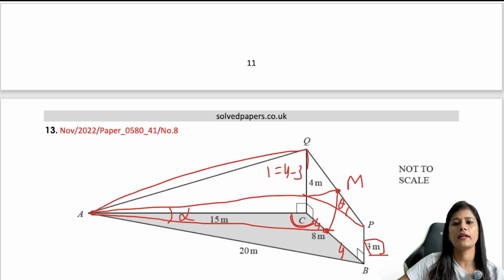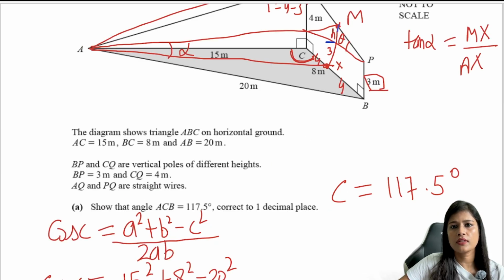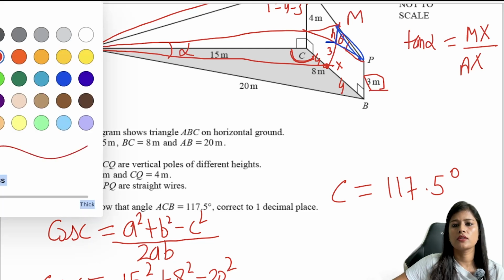And I need to find out this angle alpha. So basically I can find out this angle by, suppose this is x. So tan alpha is like MX divided by AX. So I need to find MX, this line, and AX, this line. So now MX, this is, we know, BP. BP is, this is 3. And we need to find this h here. So if you see this small triangle, with the help of this small triangle, I can find out the value of h.